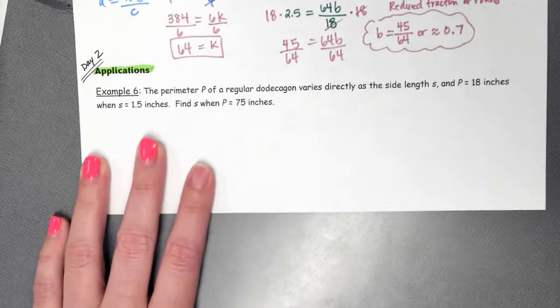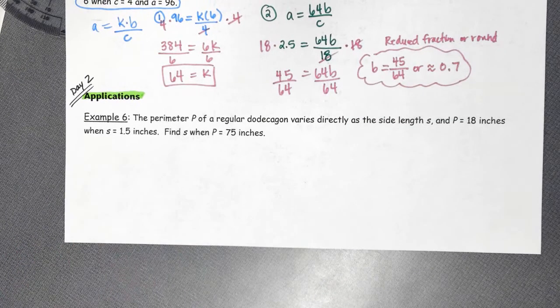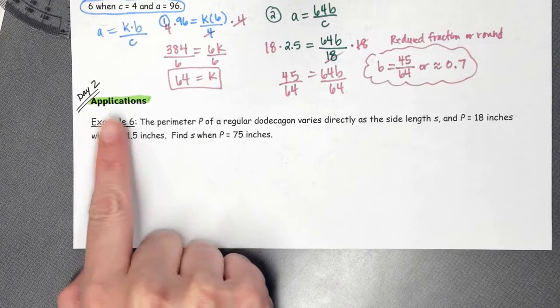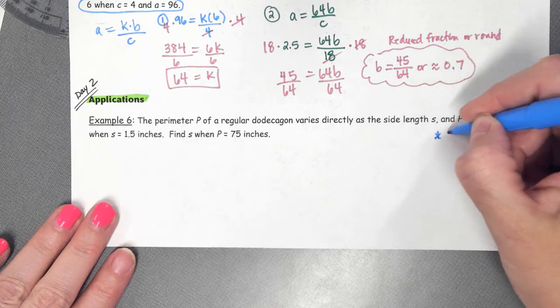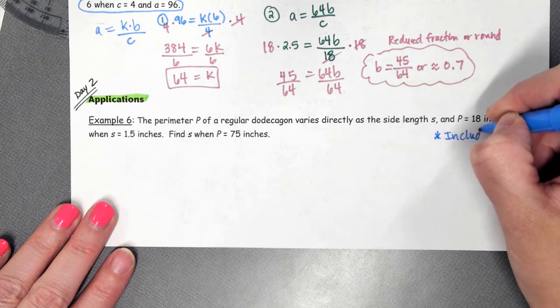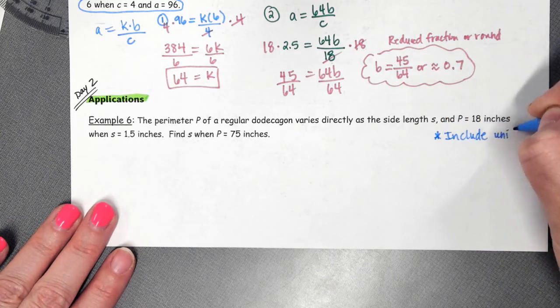So it says the perimeter P of a regular dodecagon varies directly as the side length S, and P equals 18 inches when S is 1.5 inches. Find S when P equals 75 inches. So really, one of the new things that we'll have with the applications is you are going to have to include units in your final answer. So we're just going to write a little reminder here that we're going to include our units for these.